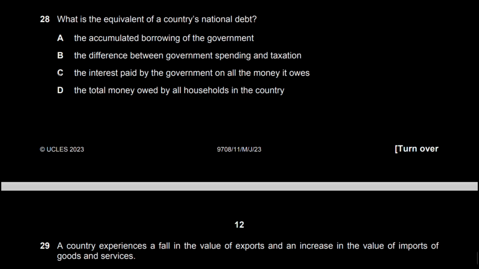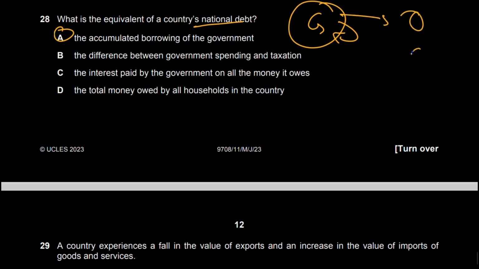Question number 28 states, what is the equivalent of a country's national debt? The answer is C. No, sorry, the answer is basically B. Why? Because the accumulated borrowing, the answer is A, my bad. So question number 28, what is the equivalent of a country's national debt? The answer is A, as it is the accumulated borrowing of the country, of the government. So a government basically borrows from its own banks and it borrows from other countries' banks. So all this borrowing is called national debt.